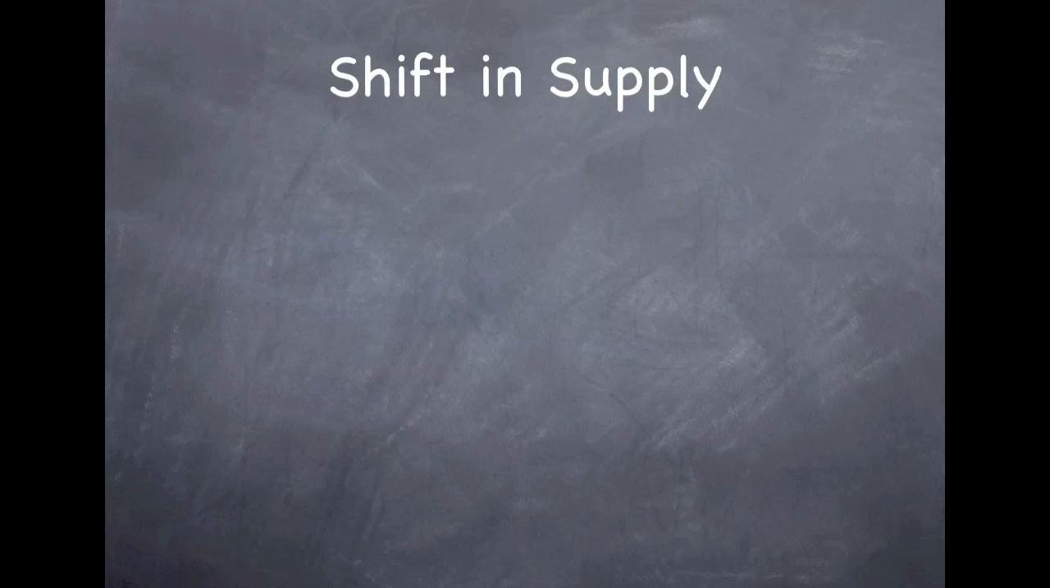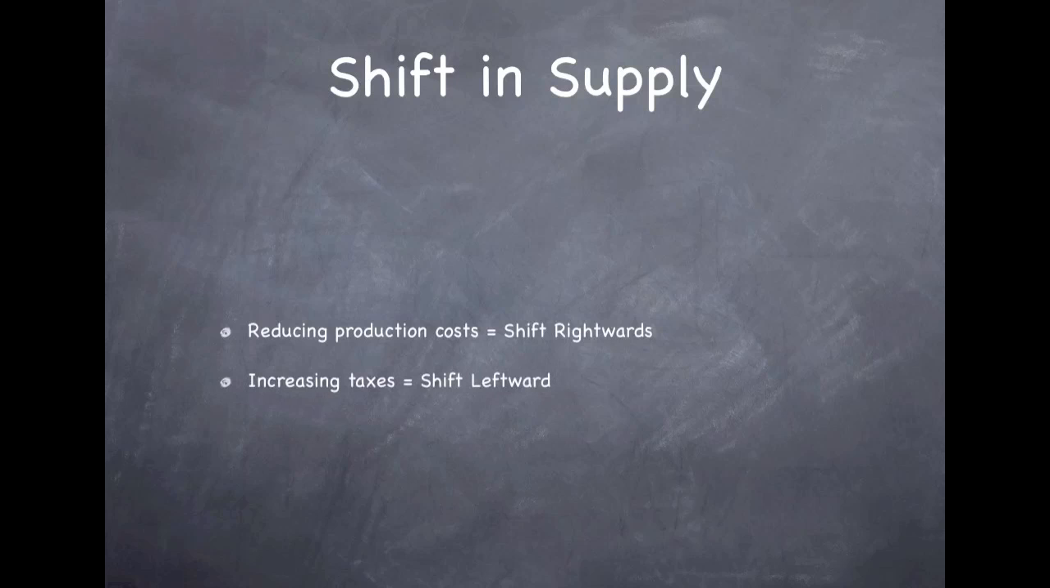A shift in supply can be caused by the following. If the firms in the market can reduce their production costs, then they are more willing to supply their good at a lower price because it costs them less to produce. If the government imposed more taxes on the firms in the market, then their overall costs would have gone up, so they are less willing to supply at a lower price.